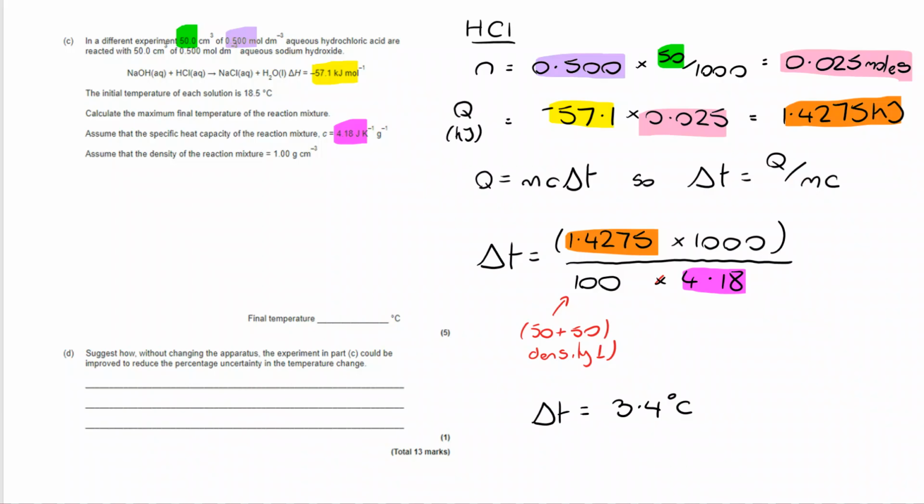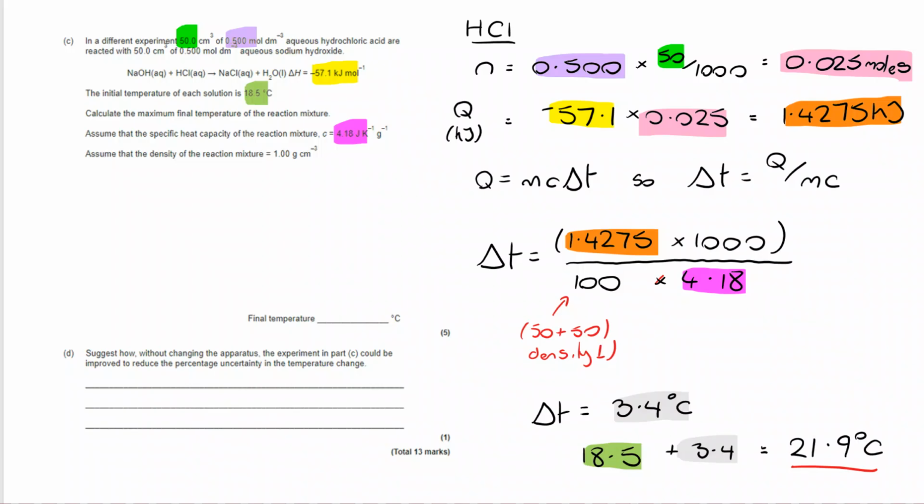But look at the question carefully. It's not asking for the change in temperature, it's asking for the final temperature. So I need to take my 18.5 that I started with, and I'm adding 3.4. So my final answer for part C is that the temperature went up to 21.9 degrees C.